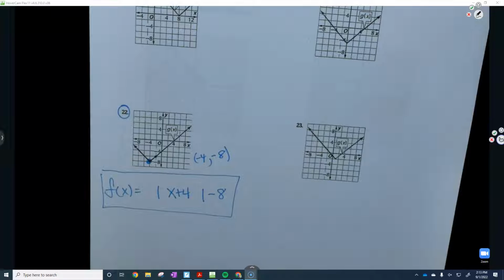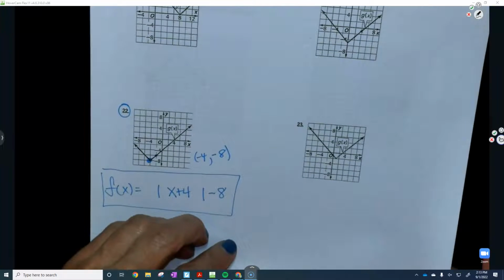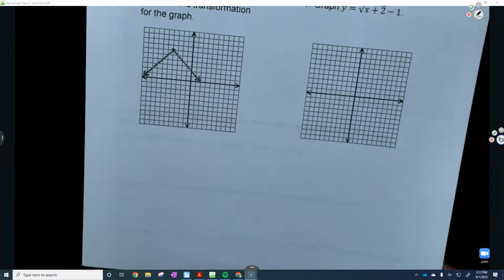Any questions on that? Yes, sir. How do we tell if it's a reflection? It would be open down. Like, remember how a parabola is open down when x squared is negative? Same thing. All right, let's keep turning the page.